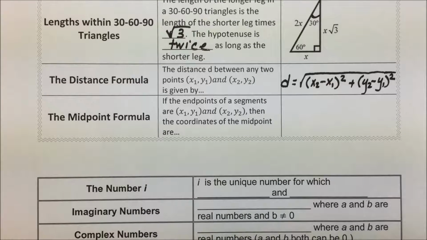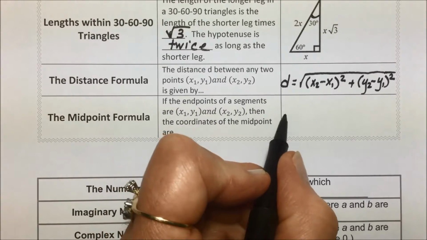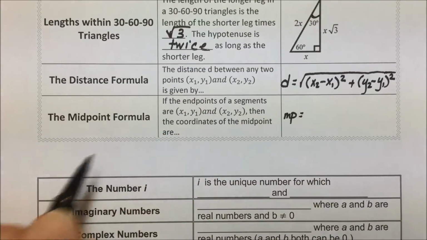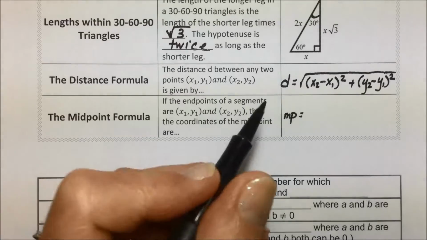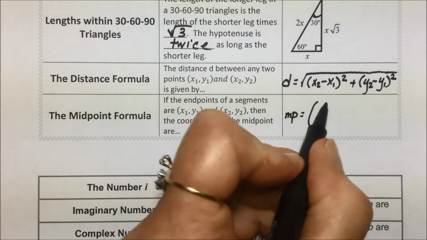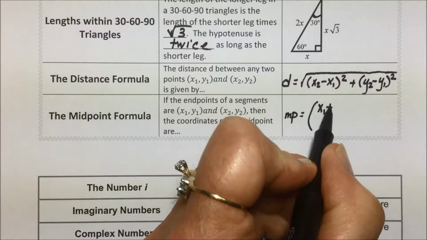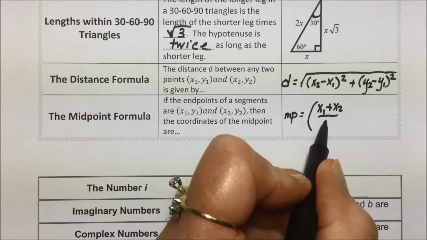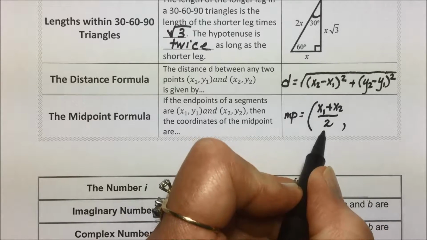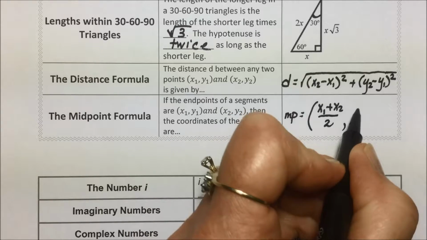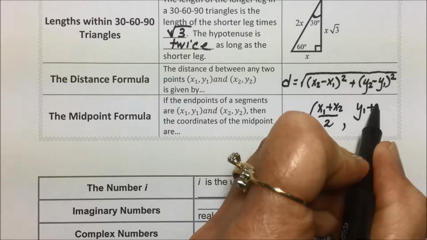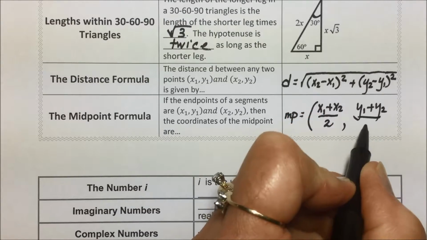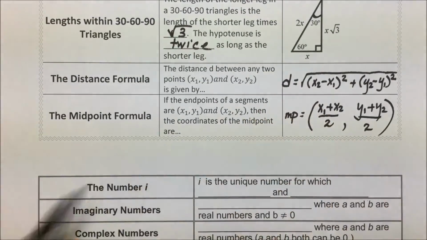Furthermore, the distance formula can be used to verify a formula for the coordinates of the midpoint of a segment connecting 2 points, and the midpoint formula, I'll abbreviate it as MP, is found by basically averaging the x coordinates of the endpoints, in other words, adding the 2 x coordinates and dividing by 2 for the x coordinate of the midpoint, and doing the same thing with the y coordinates of the 2 points on the line segment. We'll add them together and divide by 2.